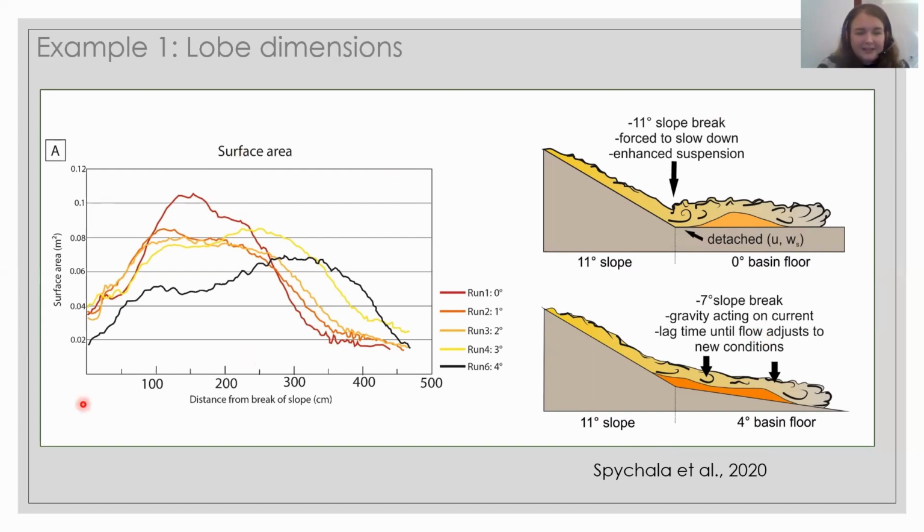On the left side here, you can always see the main depocenter of the deposit. And you see with run 4, which had a 0-degree basin floor, most of the deposit was deposited very close to the break of slope. And for run 6, where we had a basin floor of 4 degrees, a lot of the deposit has been transported further out into our basin and was only deposited at 3 meters after the base of slope.